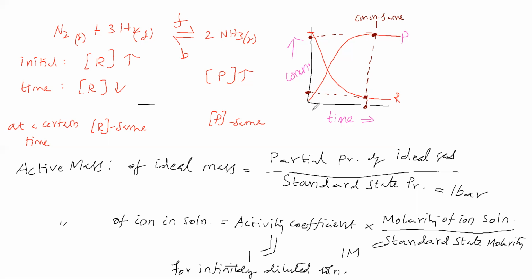So this concentration of reactant, concentration of product, we said, this is not a scaled graph. Roughly we have drawn this graph. The concentration of product remains a constant value, and the concentration of reactant also remains constant. This is possible only if the system attains equilibrium.